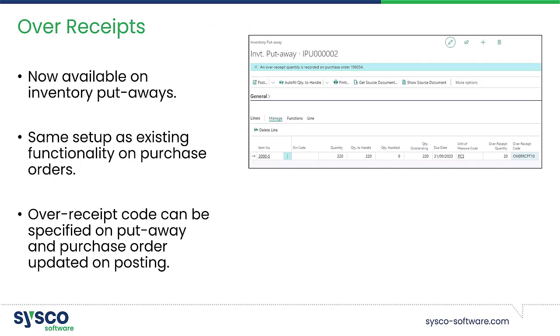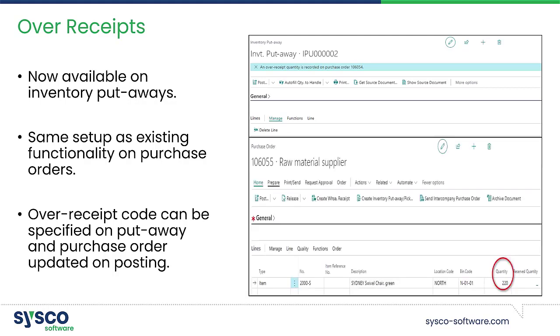Moving on now to over receipts, which has been available on the purchase orders for a few versions, and inventory putaways have now caught up, and you can start to use that functionality, and it's the same setup, nothing's different. One thing is though, you can again just specify it on your inventory putaway, and then whenever you post that, your order is then updated once it's posted.